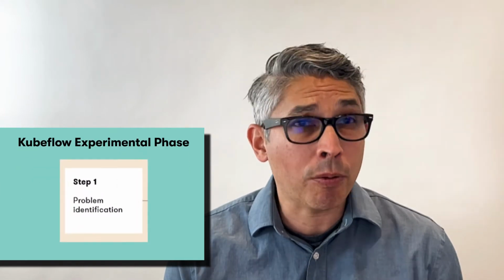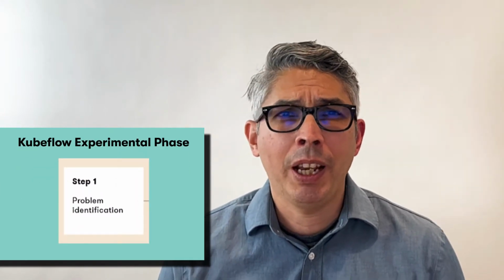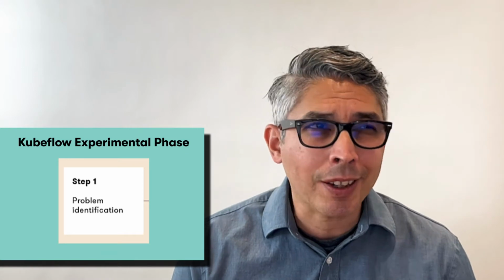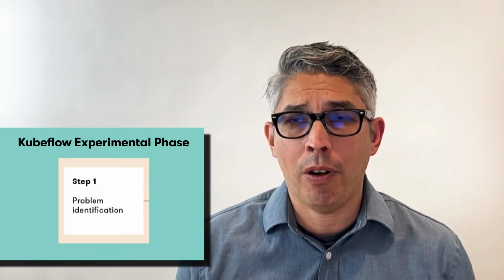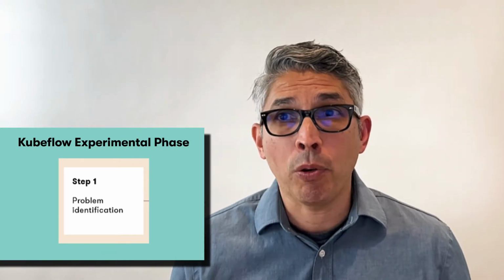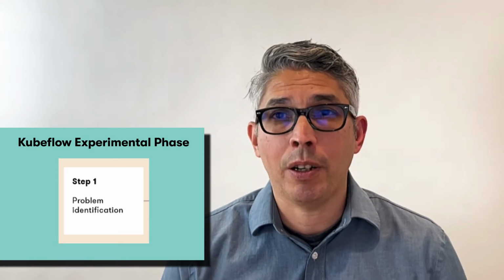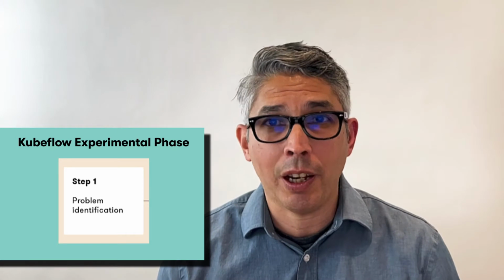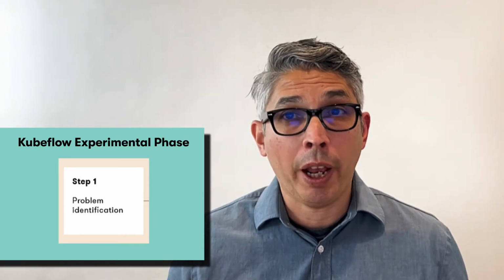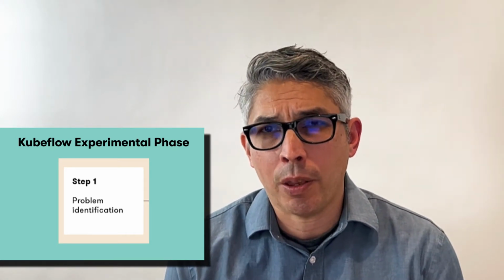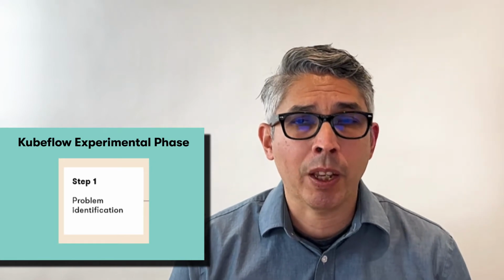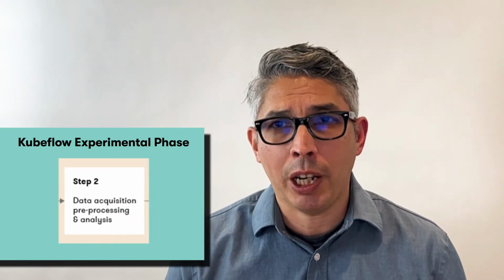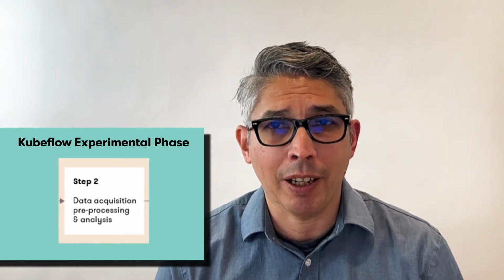In step number 1 is where we do our problem identification. In this step, we need to clearly identify exactly what the problem is that we're trying to solve with our workflow. For example, we may want to identify spam in incoming email or scan MRI images to find specific attributes that can aid in diagnosis, or analyze system and monitoring data to predict the mean time to failure of a system. In step 2, this is where we do our data acquisition and pre-processing and analysis.